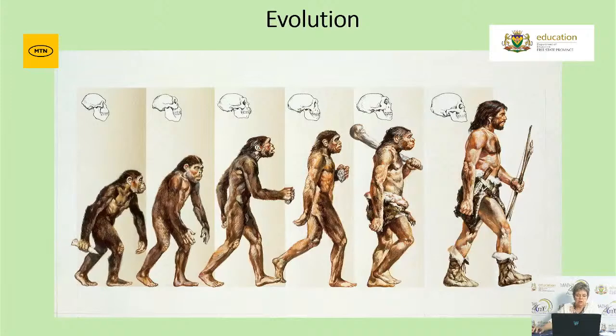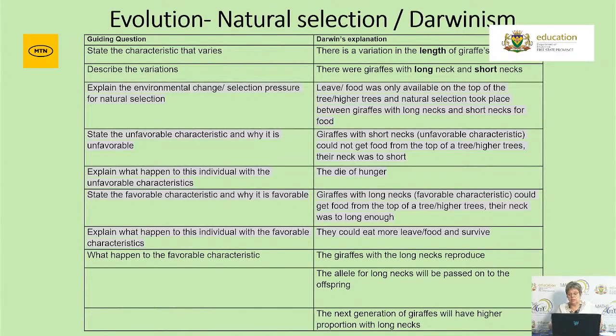People, I quickly want to refer to natural selection and the new way we must answer natural selection. And if you did natural selection in class, you will follow it with me. In the past, we stated natural selection: there's variation. We have long necks and short necks. Long necks are favorable characteristics. They survive. Short neck is unfavorable characteristics. They die out. But now the approach is a little bit different and more scientifically correct.